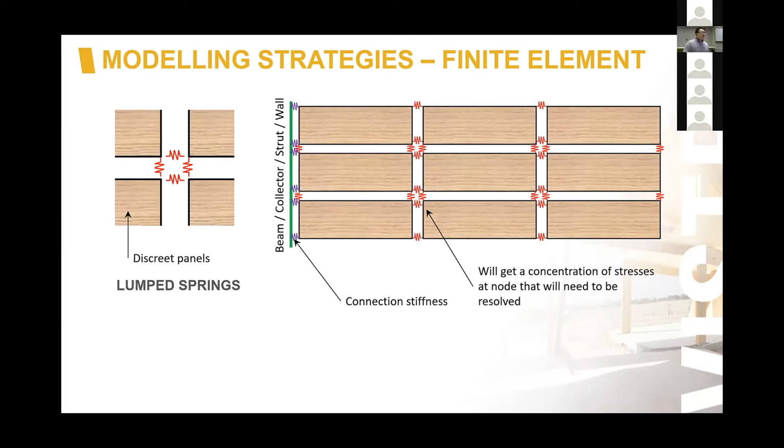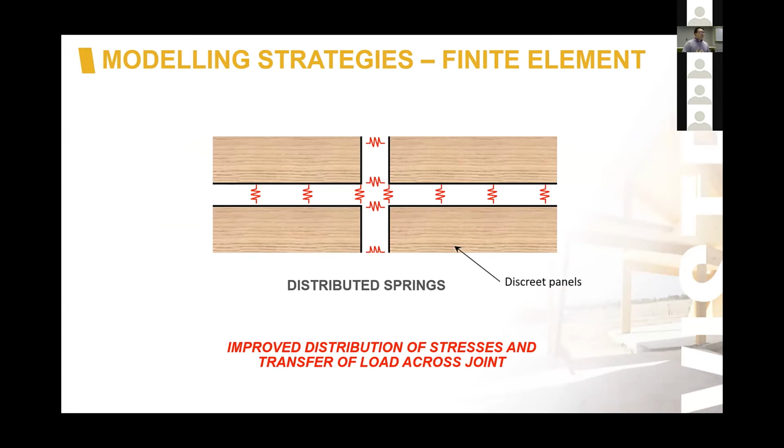So normally what you do is you can lump springs at nodes. You will get a concentration of stresses at these locations, so you need to resolve these and distribute them across the panel as appropriate. You can also obviously put in your beams, collectors, struts, walls, whatever you've got as your bracing elements, and apply stiffness or springs to those elements to get the load attracted to those areas. You can also distribute springs more frequently across the floor plate. This is obviously going to give you a better distribution of stresses and probably better performance and better integration. So that's probably taking it to the next level.